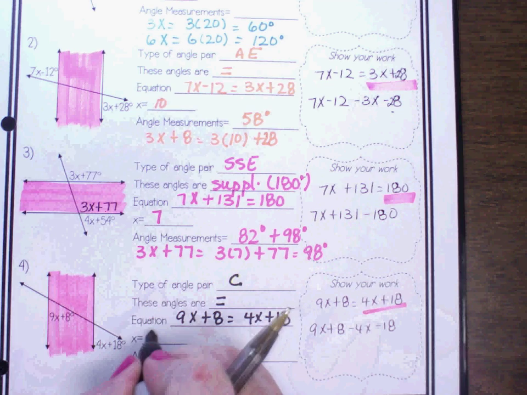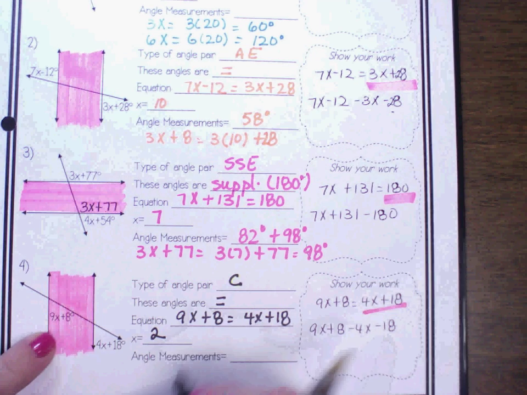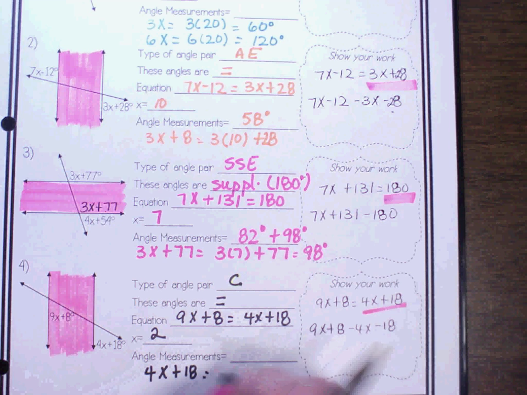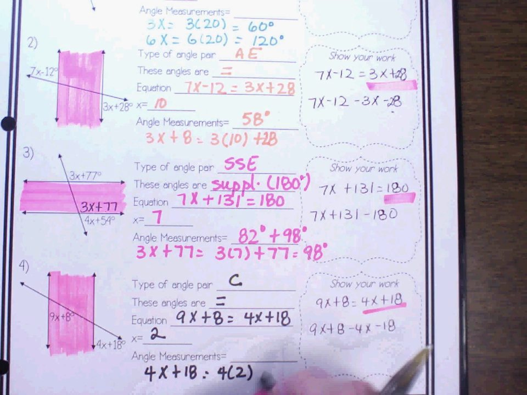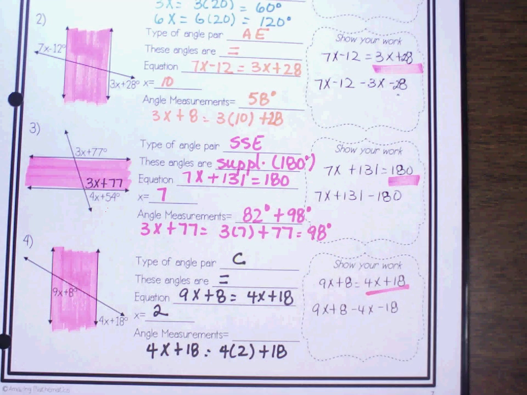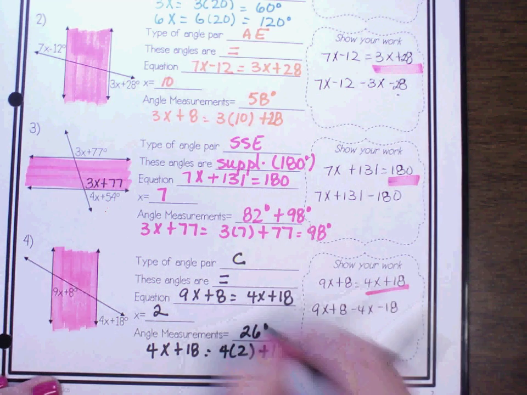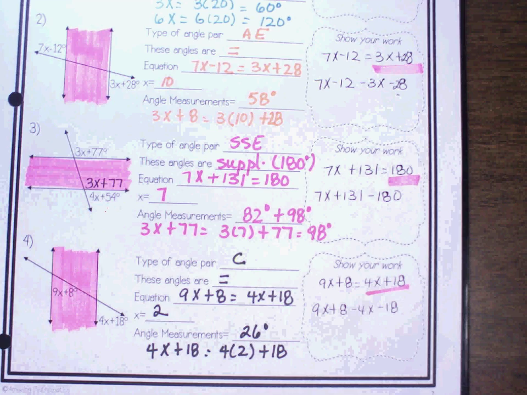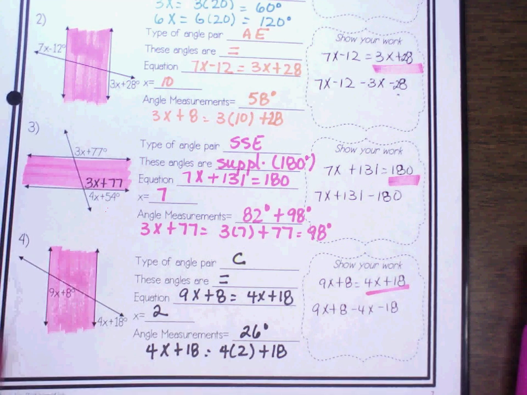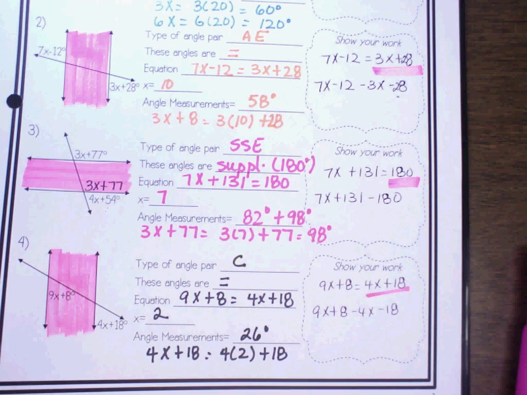I'm going to highlight what I'm moving. Write down what you haven't highlighted. Minus 4x minus 18. X equals 2. Very good. And now I'm going to come over here. Instead of 4x plus 18, I'm going to say 4 times 2 plus 18. And what's the measurement? We didn't do that part? How much? 26? 4 times 2 is 8 plus 18. Very good. 26 degrees. Are we good?